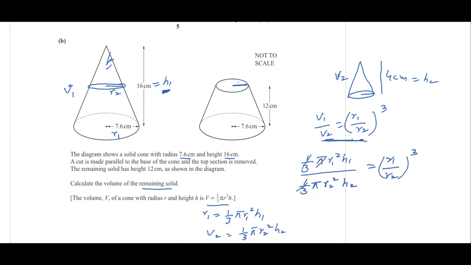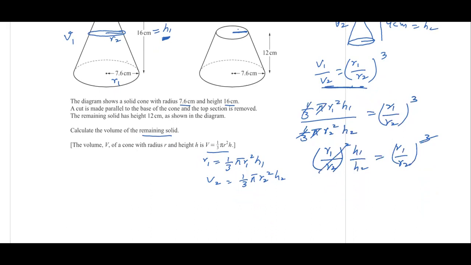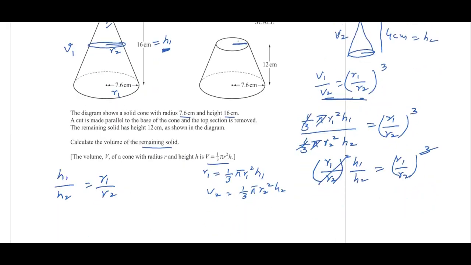The 1 over 3 cancels with 1 over 3, pi with pi, and this one will become r1 over r2 whole squared, times h1 over h2. Or directly, I could have used the ratio of the corresponding sides. Sometimes we take things a bit longer. This can cancel with 1. So h1 over h2 is equal to r1 over r2. That direct property you can use: h1 over h2 will be equal to r1 over r2, because the ratio of the corresponding sides will be equal.